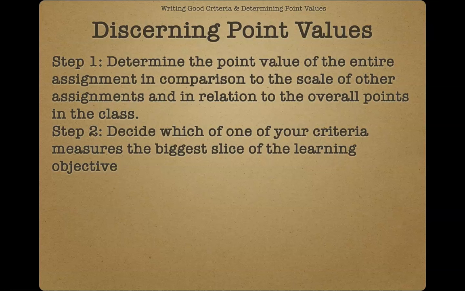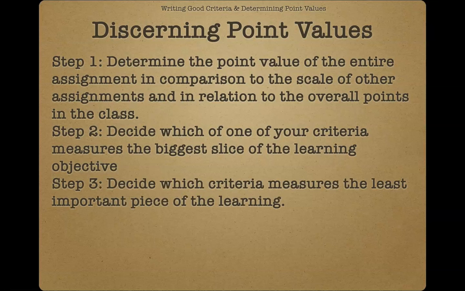The next step in this point value process is to determine which one of the criteria measures the biggest slice of the learning objective. Which one of the criteria shows the most learning taking place in the student's demonstration of learning, in their performance of the learning objective, in their submission for this assignment. And then, kind of opposite of that, decide which criteria measures the least important piece of the learning. And then we're going to determine a point value for that one.